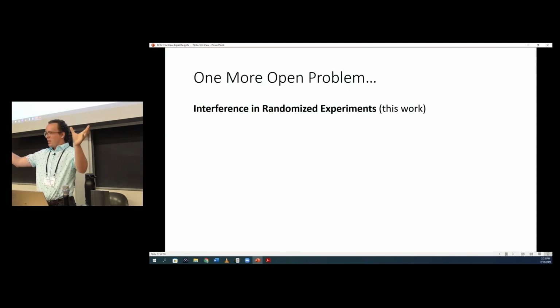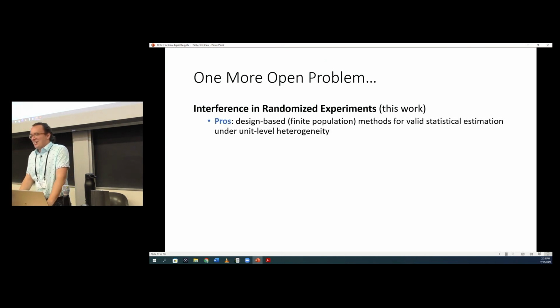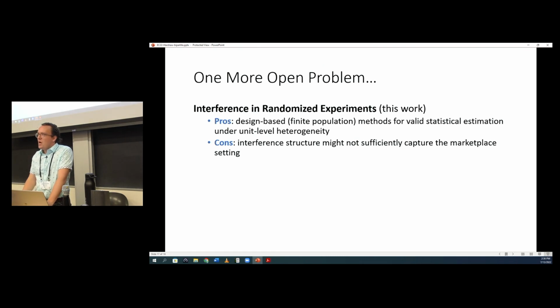at these marketplace experiments. I think they both have pros and cons, and I'd love to bring them together in some way. So this work is in the causal inference world, the randomized experiments world. What we're good at doing is design-based methods for valid statistical estimation with high levels of heterogeneity. The cons that our community has is that the interference structures that we posit right now may not sufficiently capture the marketplace setting, and may not look very much like a marketplace.